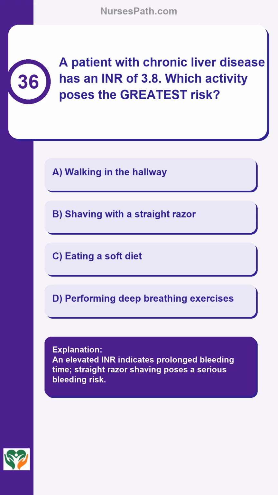An elevated INR indicates prolonged bleeding time. Straight razor shaving poses a serious bleeding risk.